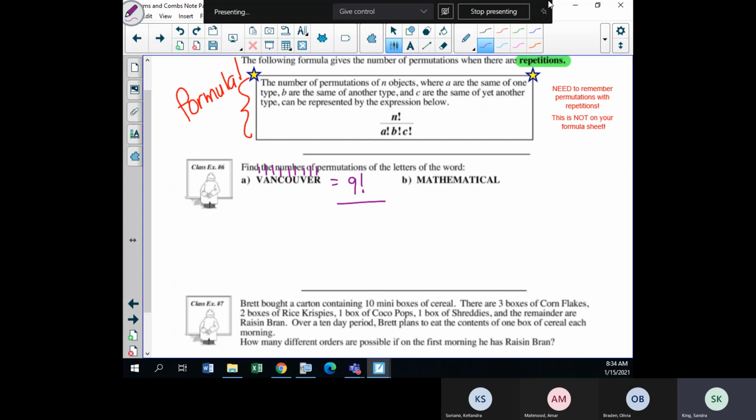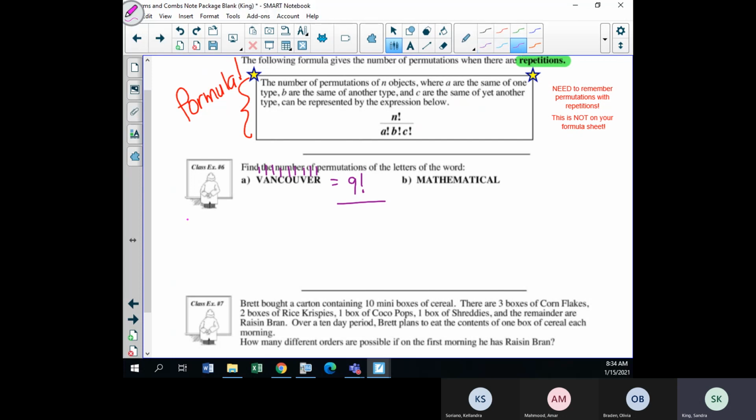So what are the repeats in Vancouver, Haley? What do you see that's repeating? V's. And how many are there? 2. So just right off to the side, that there's 2 V's. So we account for the repeats in the denominator. And then on your calculator, you're going to type in 9 factorial and divide that by 2 factorial. And you will get your answer. So I'll give you a minute to get that. 9 factorial divided by 2 factorial.